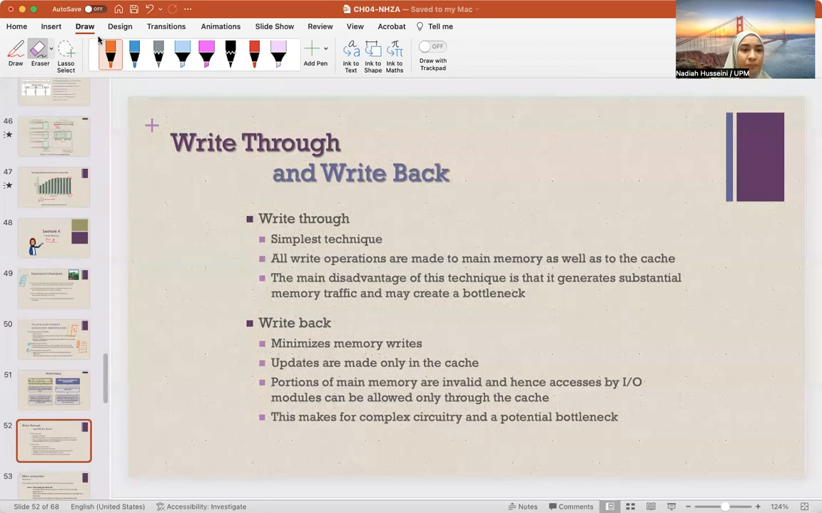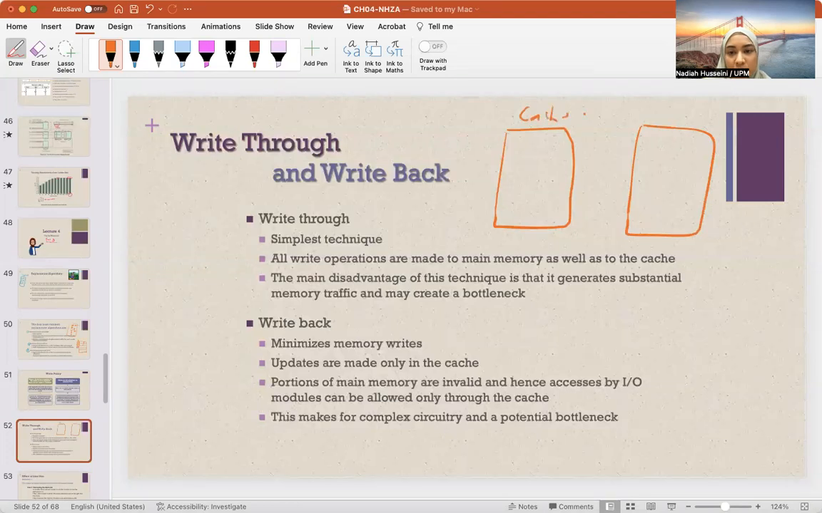What does that mean? Let's try to imagine a scenario. We need to say CPU here. Okay, so let's say this is our cache over here, and this is our main memory. Now, I have mapped my data onto the cache. Doesn't matter, direct mapping, set associative, it doesn't matter at this point.